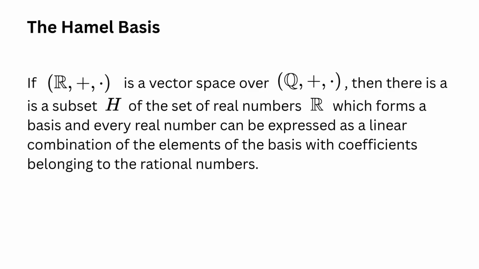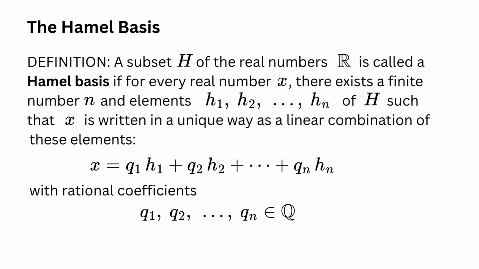Here is the precise definition. A subset H of the real numbers is called a Hamel basis if for every real number x there exists a finite number of elements h1, h2, up to hn of the set H such that x is written in a unique way as a linear combination of these elements, with rational coefficients q1, q2, up to qn. The expression of x in terms of the basis elements is called the Hamel decomposition of the real number x.